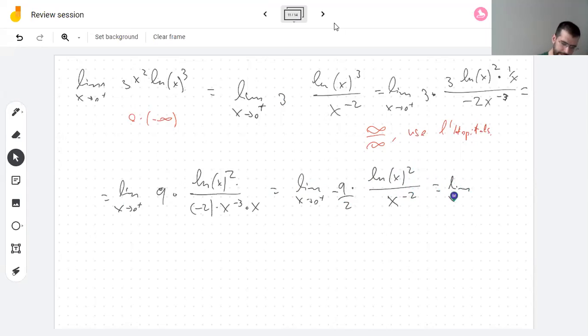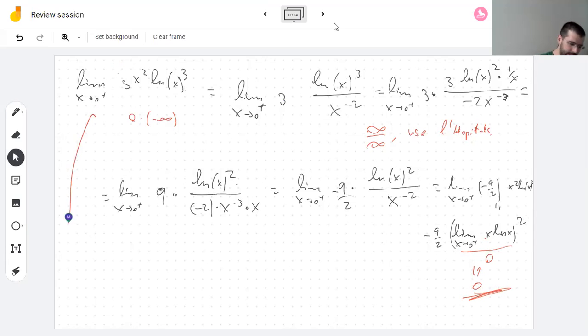So I know this limit already. I could keep doing L'Hopital, but I really don't need to. This is the limit of x squared log x, which is the same thing as the limit of x log x squared multiplied by that number. And this is zero. So this is zero. So the whole limit was zero.